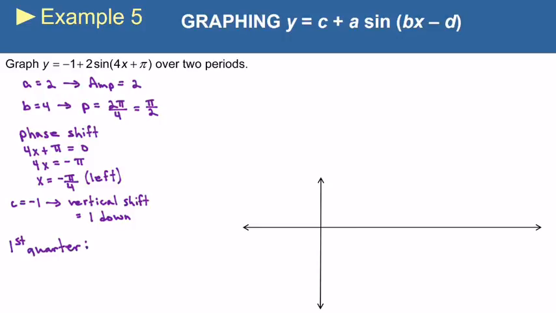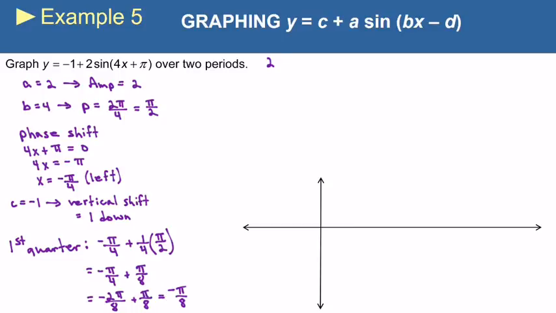The first quarter mark. Because we're translated to the left, we'll have to take our phase shift and add a fourth of a period. So negative pi over 4 plus a fourth of pi over 2 is going to be negative pi over 4 plus pi over 8. Get a common denominator here. You'll have negative 2 pi over 8 plus pi over 8, and that's going to be negative pi over 8. So our first quarter mark is still to the left of the y-axis.